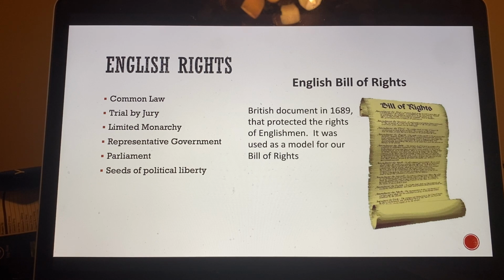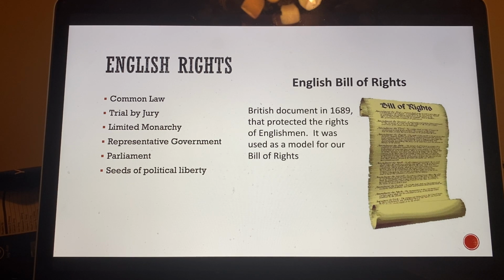English rights. So we're talking about English rights. Common law. Common law was the way they commonly did things, and they set it forth for law, even though it wasn't in writing. Trial by jury, set down by the Magna Carta, remember? A limited monarchy meant the king didn't have full control. It had a parliament with a representative government, right? The parliament, the representative government, limited monarchy, limited kings, trial by jury, common law. These were all seeds of political freedom, right?